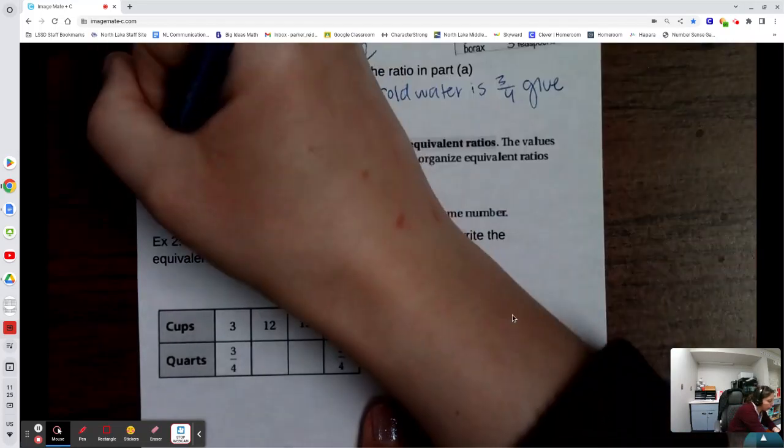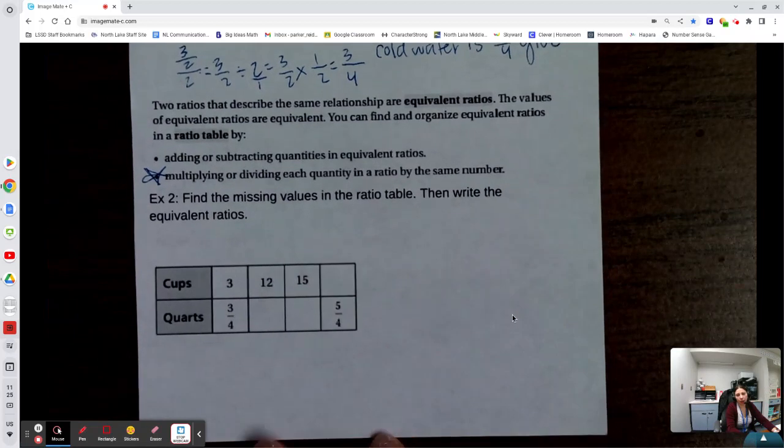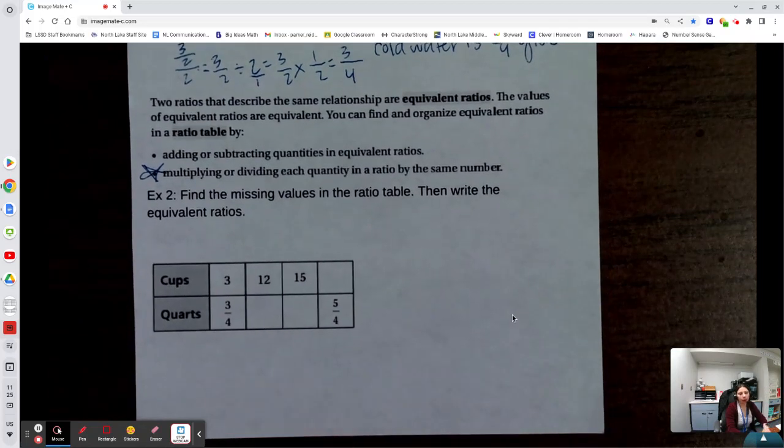And I want you to put a star next to the second one because that's the main one we're going to focus on. Because the adding and subtracting can be a little trickier. Multiplying and dividing, in my opinion, is sometimes clearer. It's less likely to make a mistake. So we're going to find the missing values in the ratio table, then write the equivalent ratios. Sorry about the bell right there.